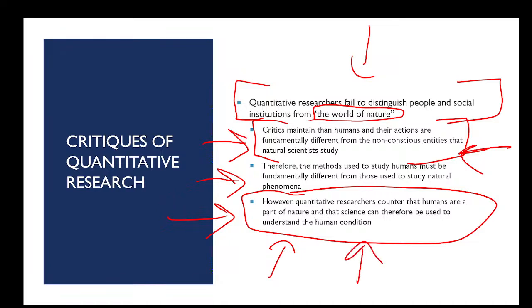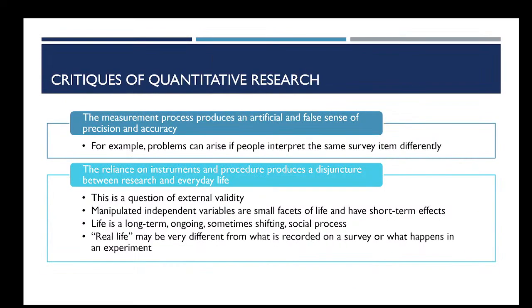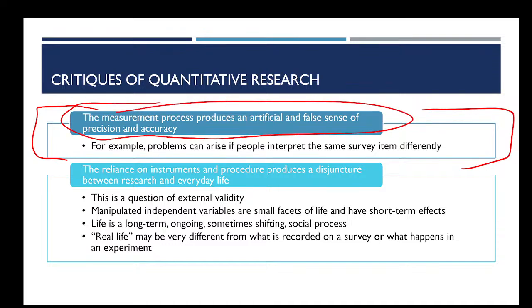Okay. Quantitative researchers will say humans are part of nature, so you can study human behavior the same way. Okay. This is a critique especially of survey research. The measurement process sometimes produces artificiality and a false sense of precision and accuracy, right? People know they're being studied. So one of the big critiques is that you get social desirability bias on a lot of sociological studies, especially when asking about really touchy things, right? People won't tell you the truth, even on completely anonymous surveys.